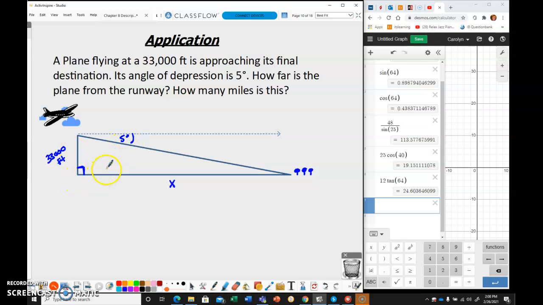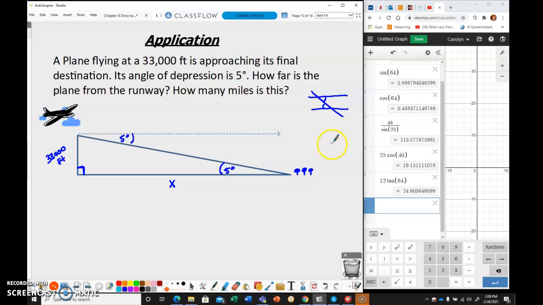But this 5 degrees is not inside my right triangle. So I have to do one of two things. Either I remember that property from geometry that says when two parallel lines are cut by a transversal, the alternate interior angles are equal. I know that just rang some bells. This is a parallel line to this, and that diagonal right there is my transversal. So that would tell me that this angle measured down here is the alternate interior angle. So this is 5 degrees.